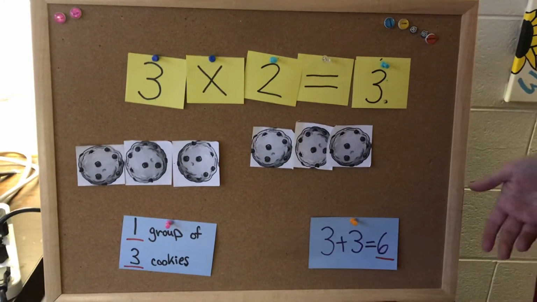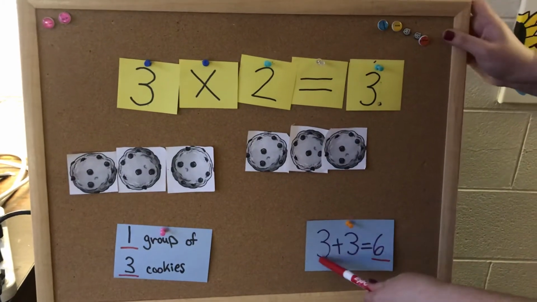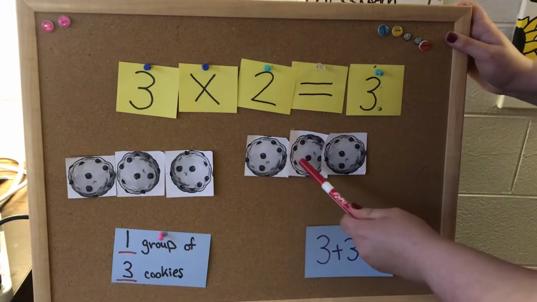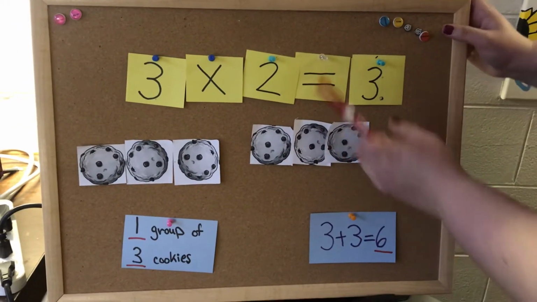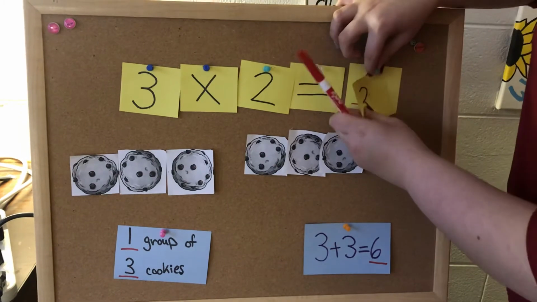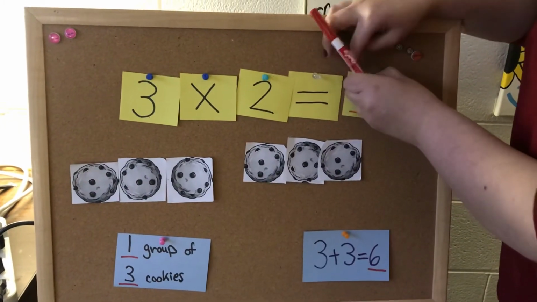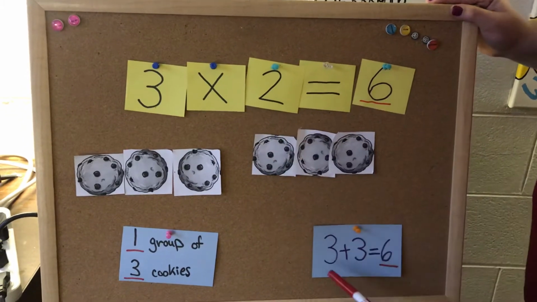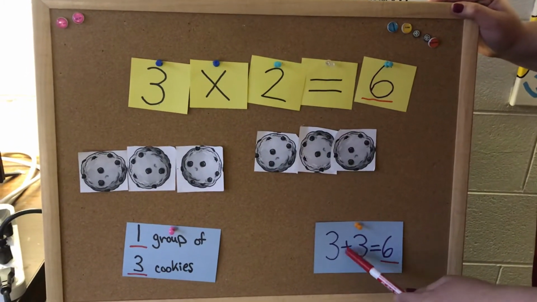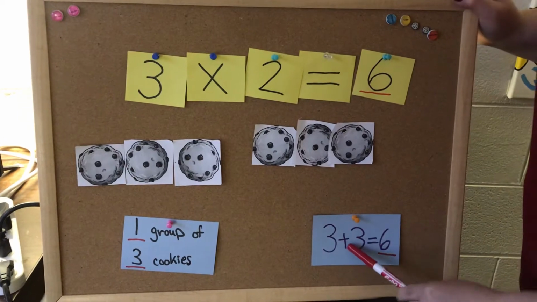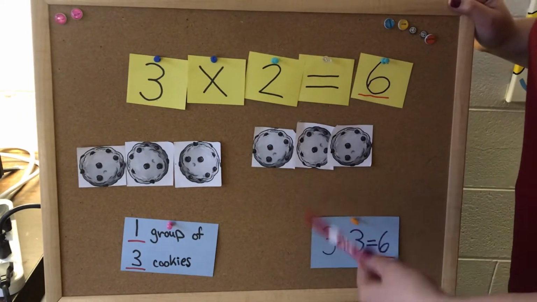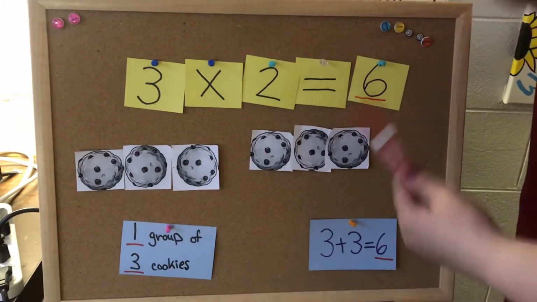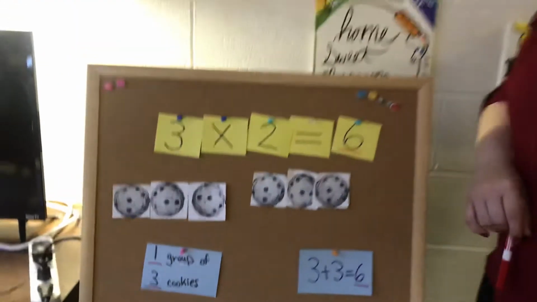So, what are we going to do? Well, we can just add these up. 1, 2, 3, 4, 5, 6. So then 3 times 2 equals 6. 3 times 2 is the same as saying 3 plus 3. And that is how we can relate addition to multiplication. So now we have a total of 6 cookies. All right, students, you can sit back down now.